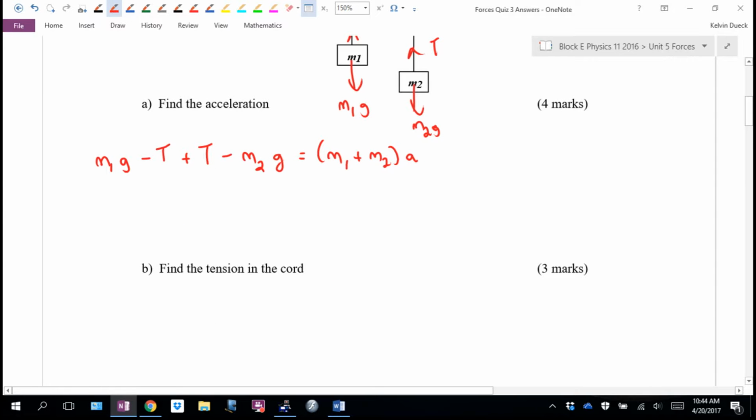Oh, I relax. Nice. I want to get the A by itself. I think I would divide the bracket over. The M1G would drop down like a domino. The minus M2G would drop down like a domino. And I would have M1 plus M2, and that is A equals.